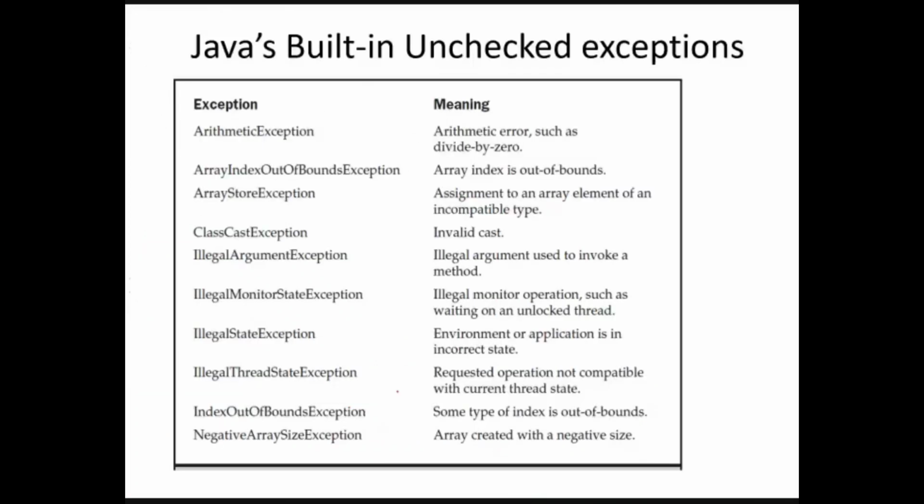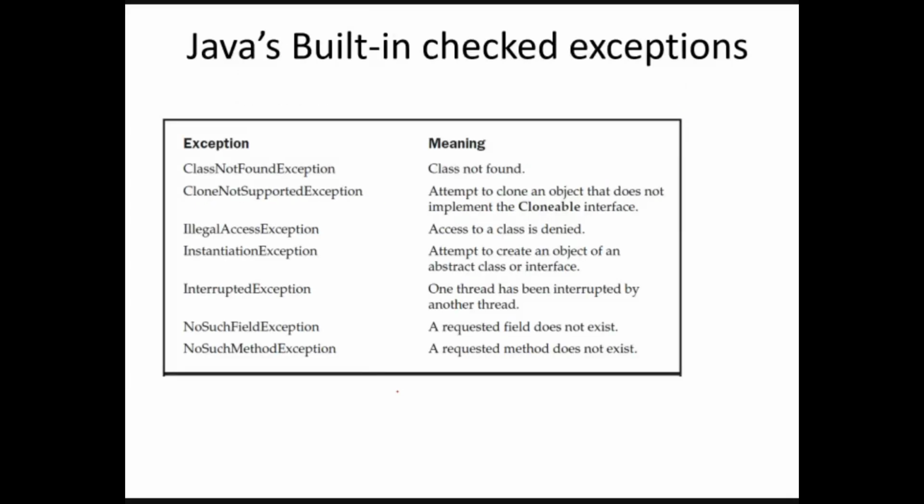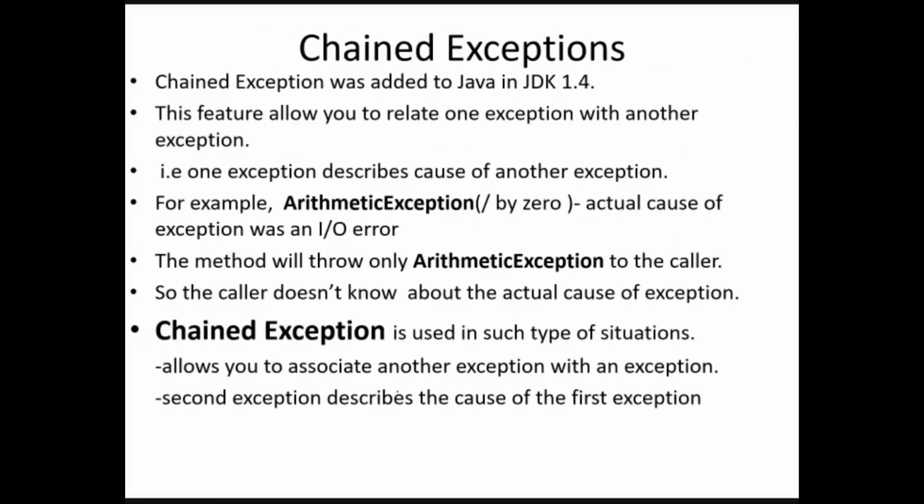So these are all built-in unchecked exceptions. You just need to know these, but mostly we won't use all of them. We will mostly use the simple ArithmeticException and ArrayIndexOutOfBoundsException. But you should know what exceptions are available in the unchecked exception class. And then these are the built-in checked exceptions. And then chained exception. The chained exception concept was added in JDK. Up to this you understood.